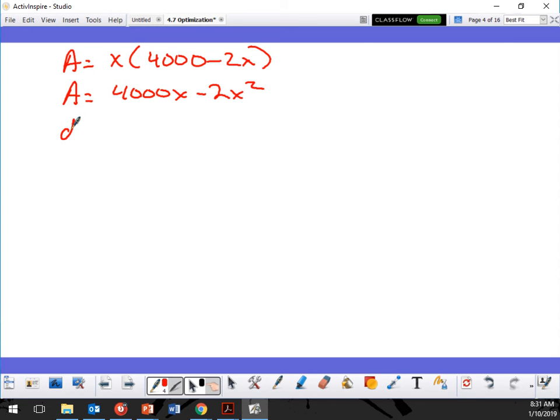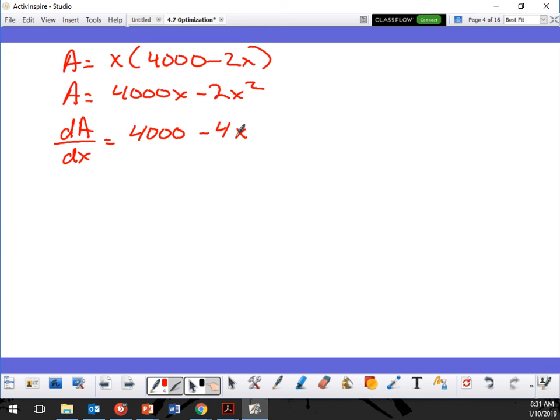So I'm going to end up with my dA, and I'm taking the derivative in terms of what? x, right? It's in terms of x, so this is going to be dx. Taking the derivative of A in terms of x is going to give me 4,000 minus 4x. Yes? Okay, good.